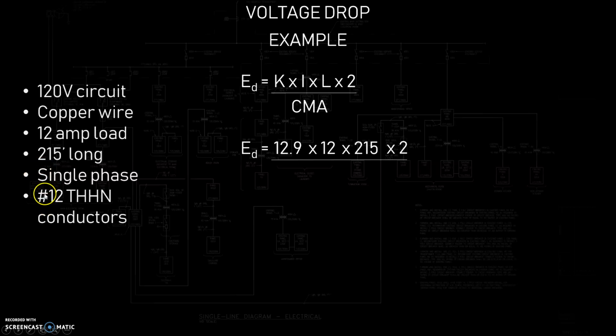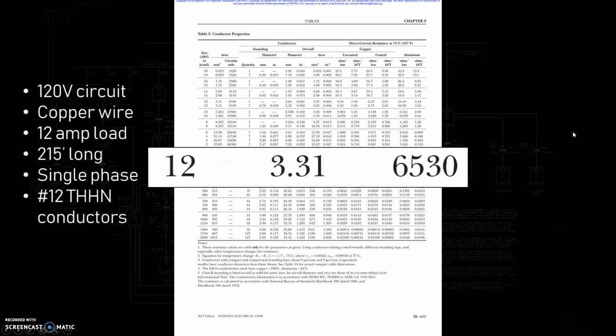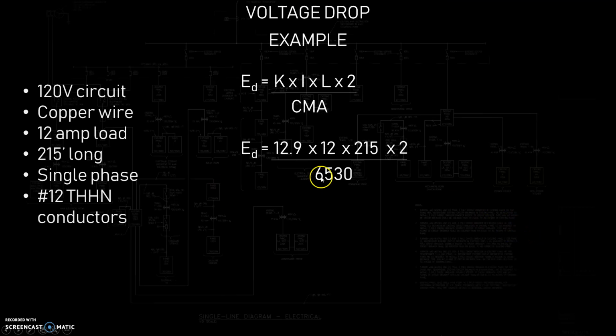We have to take our number 12 THHN conductor. Let's pull up Chapter 9, Table 8. We're going to see here that a number 12 actually has 6,530 circular mils. So that's the value we're going to plug in down here, 6,530. So keeping order of operations in mind, I'm going to have to basically do this top section of this equation first, multiply that through. Then we'll go ahead and divide these two out. And we're going to find out that our voltage drop is 10.194.